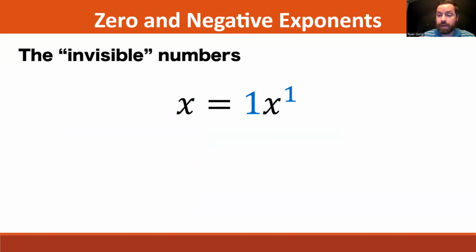X equals X, we all know that. But with these X's, there are invisible ones there. So the coefficient, or the number in front of X, is a one if nothing's written. You knew this. Just wanted to make sure you remember it. If there's no exponent written, like you can see on the X on the left, that's an exponent of one. It's not a zero, it's a one. Okay, so we want to make sure we understand that.